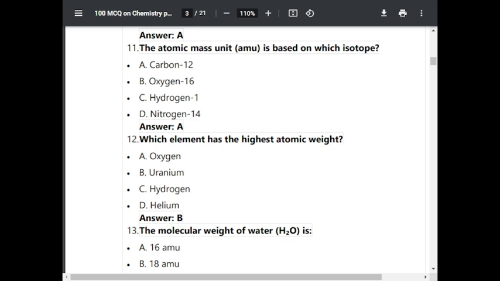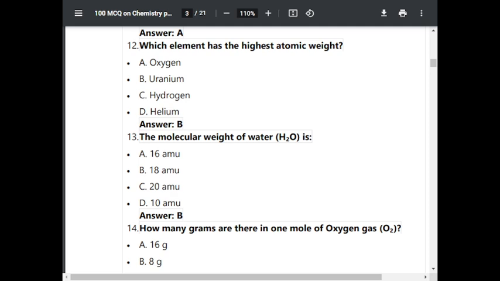The molecular weight of water H2O is: A 16 AMU, B 18 AMU, C 20 AMU, D 10 AMU. The correct answer is B 18 AMU. The molecular weight of water is 18 atomic mass units.